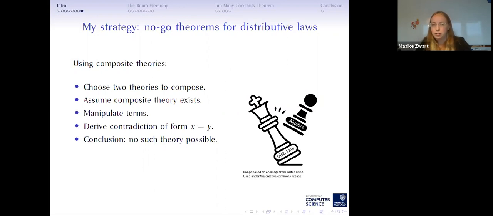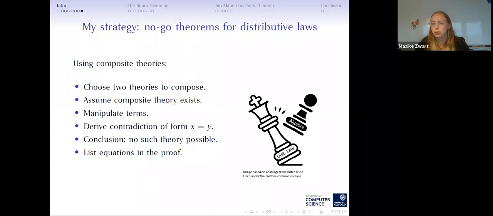Now, of course, this only gives me that two very specific theories do not compose with each other. But if I then go back to my proof and I list all the equations that I've used, all the axioms that I've used in my proof, then I can just list those as properties that make the proof work. For example, if my specific theory was abelian groups, but in my whole proof I've never used the inverse, then apparently I don't need that specific property of abelian groups, and I can just list all the properties that I do need, and then I get a general no-go theorem that holds for any theory sharing these properties.